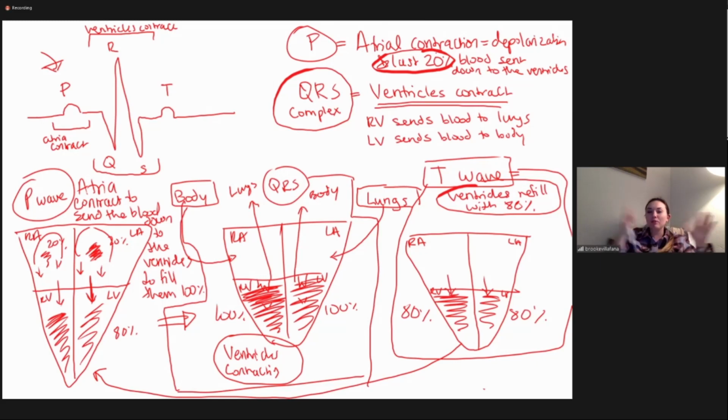So if we start at the P wave, let's just choose the P wave. We'll say, okay, let's start there. The P wave happens when the atria send the last 20% of blood down to the ventricles, because the ventricles could not fill with that last 20%. It's almost like they're too full. And then as soon as they get full, they contract, which is the QRS complex. They get so full, they contract. And then once they're done contracting, they fill back up again, which is the T wave, when they fill back up with that 80%. And then that brings us back to the P wave again, because now there's 20% at the top, 80% at the bottom, and we have to go back over to the P wave and send it down again. Does that make sense?